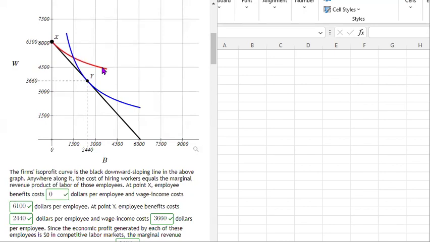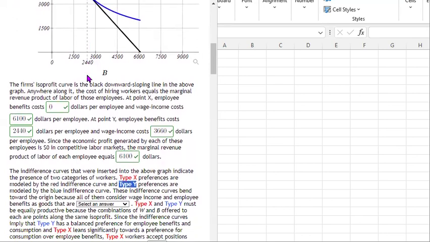The red ones never intersect. A red indifference curve will never intersect another red indifference curve. Blue indifference curves don't intersect blue indifference curves. So the blue indifference curves are going to look like a stack of bowls, a stack of bowls. Same with the red indifference curves. But the red and blue can intersect because they're two different kinds of people.